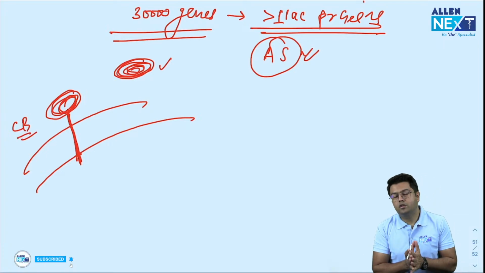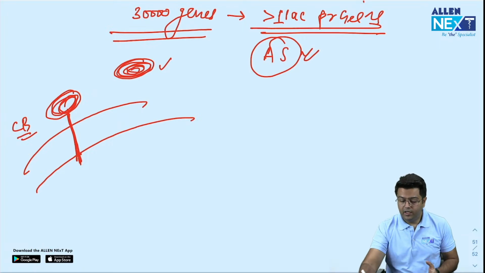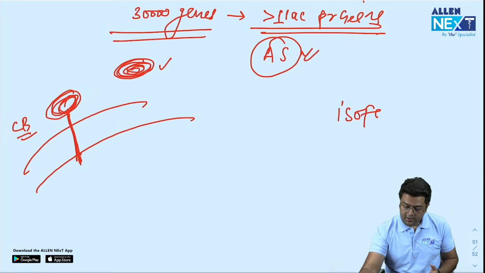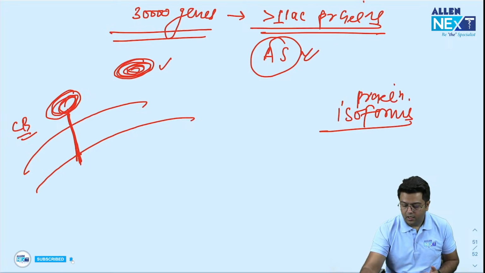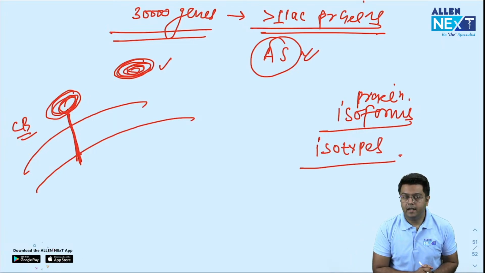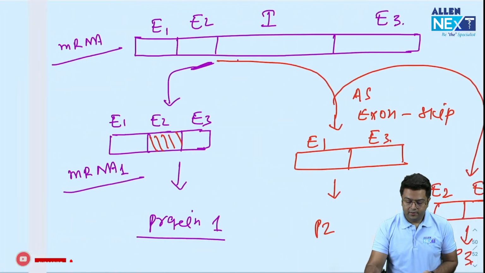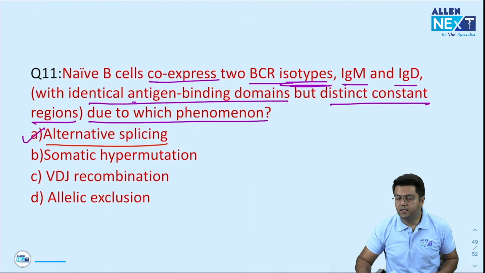So guys, that is the importance of alternative splicing. So what we get are terms, that is isoforms, right? Protein isoforms we get, or you can use the term isotypes, let's say in this case, of antigens. Am I clear, guys? So the best answer to this question is alternative splicing.